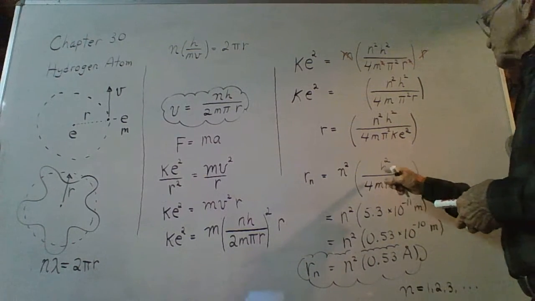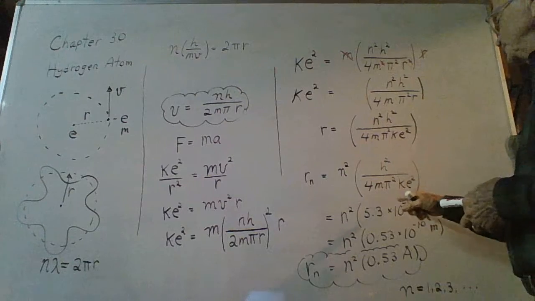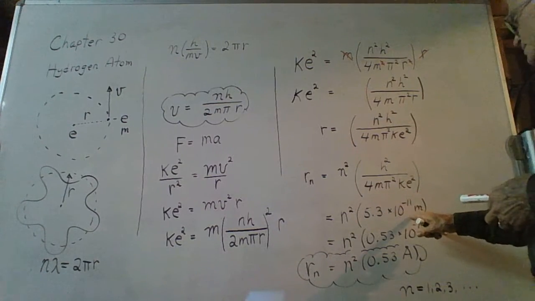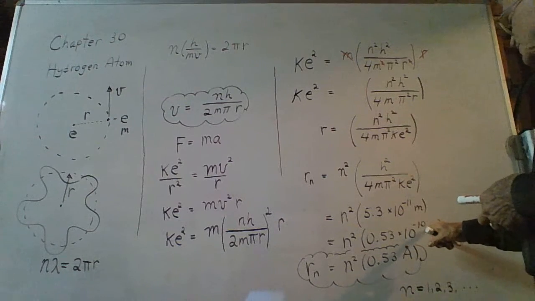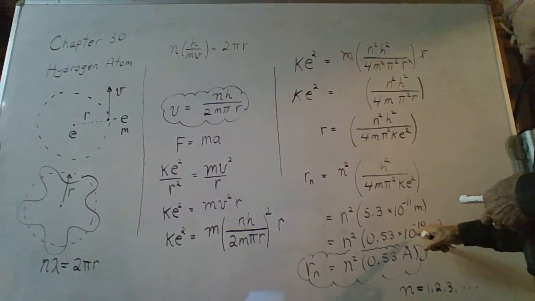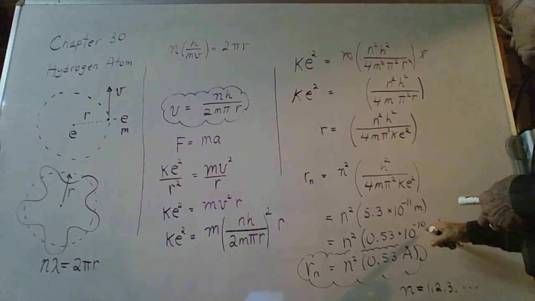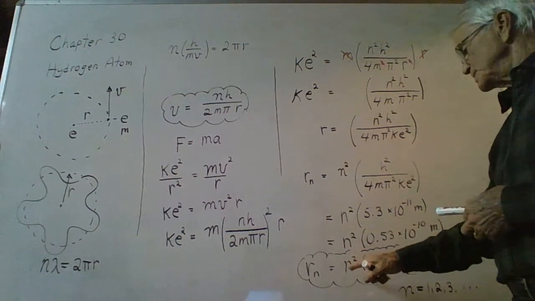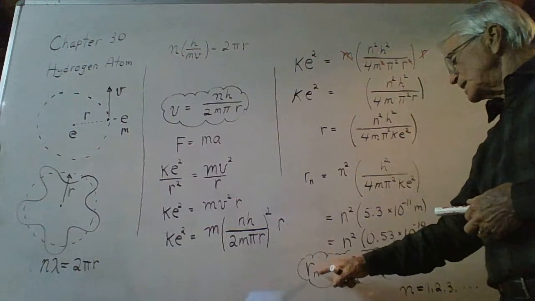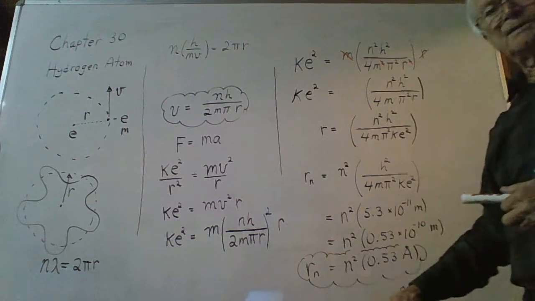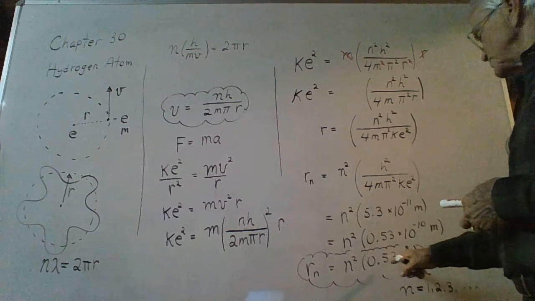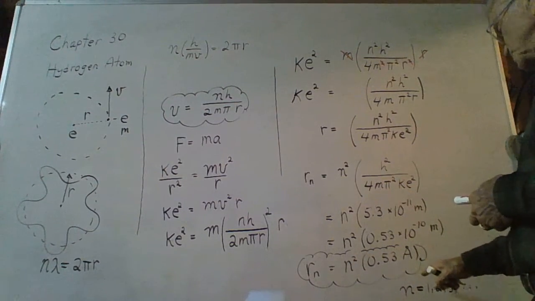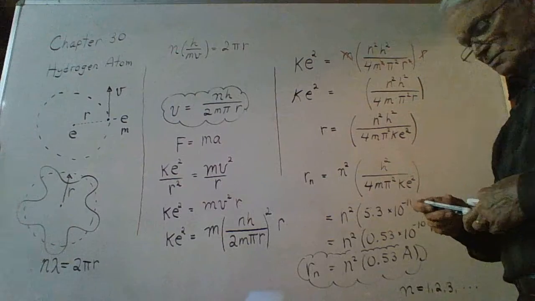When you put in those values in standard units, this is what you get. I'll rewrite it in terms of 10 to the power of negative 10, because 1 times 10 to the power of negative 10 meters is 1 angstrom. And so we have the final result: r sub n, the nth quantum radius, is n squared times that parentheses in angstroms, where n can be 1, 2, or 3.